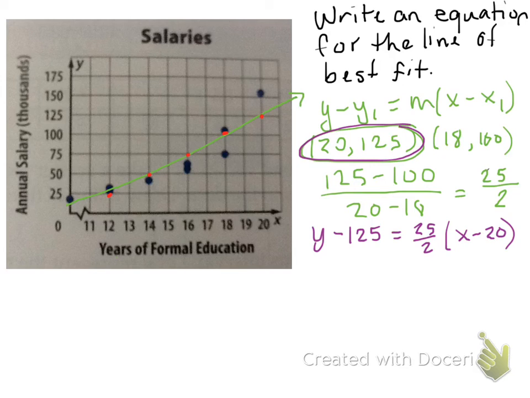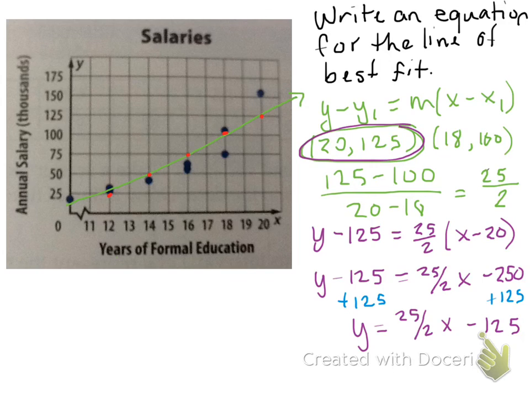Now we just need to make it pretty. Distribute, make it a y equals mx plus b, and we'll have our equation. All right, so there we have it. Our final equation is y equals 25 over 2 x minus 125.